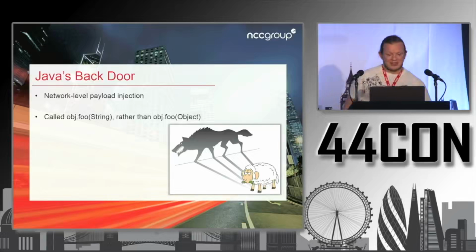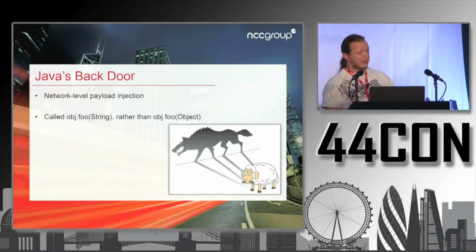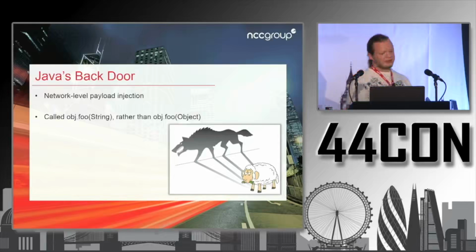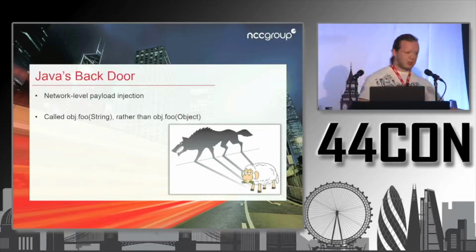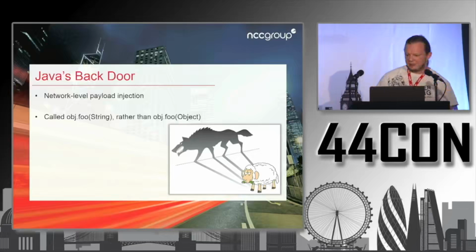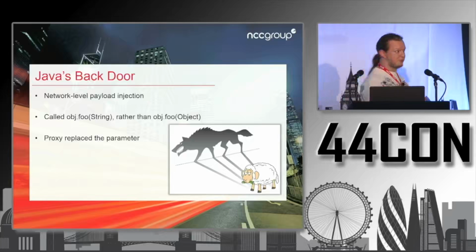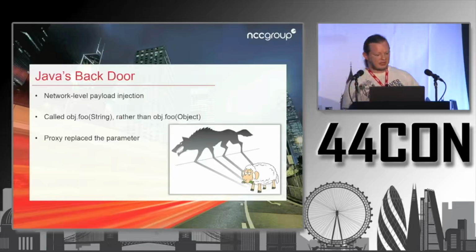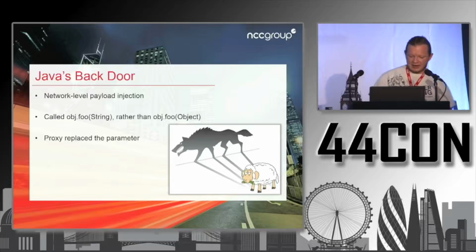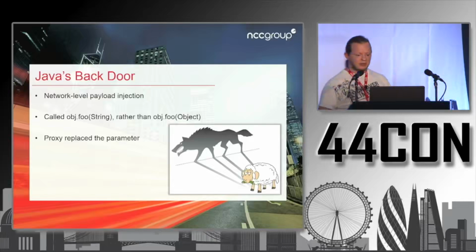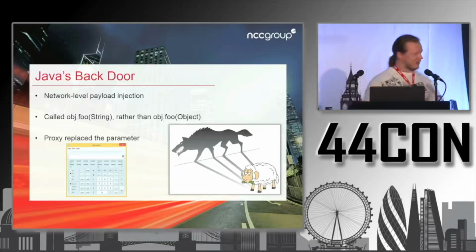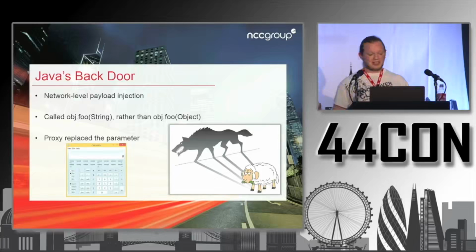And what I accidentally ended up doing was, in my RMI client code, I called a remote method that had a string as a parameter, rather than a method that had an object type parameter. Just while I was fiddling about with things, I'd left the wrong piece of code uncommented, and that happened. And so this proxy replaced the parameter to the method that accepted a string. And I was playing around with some of the ysoserial payloads. So next thing, I've got calculators. I'm like, how the hell did that happen?